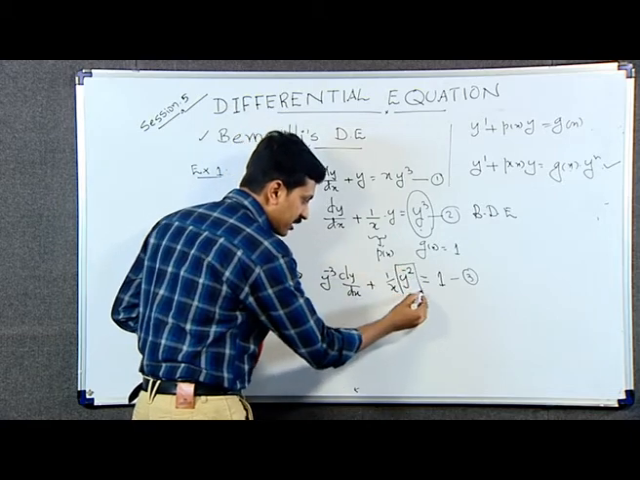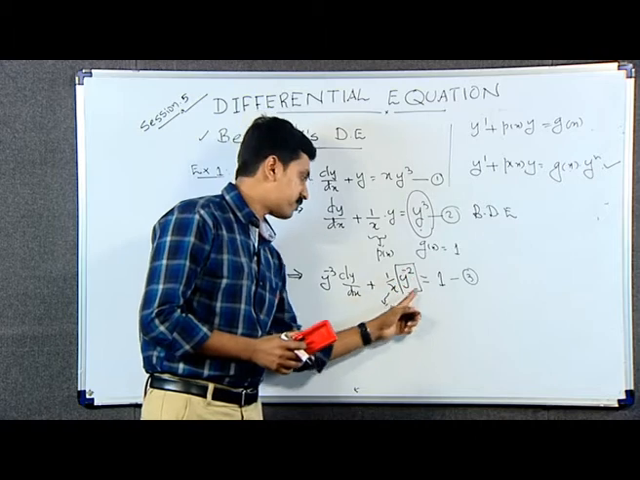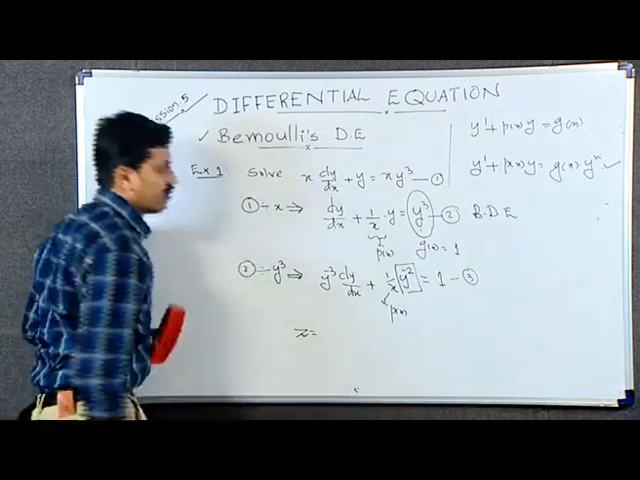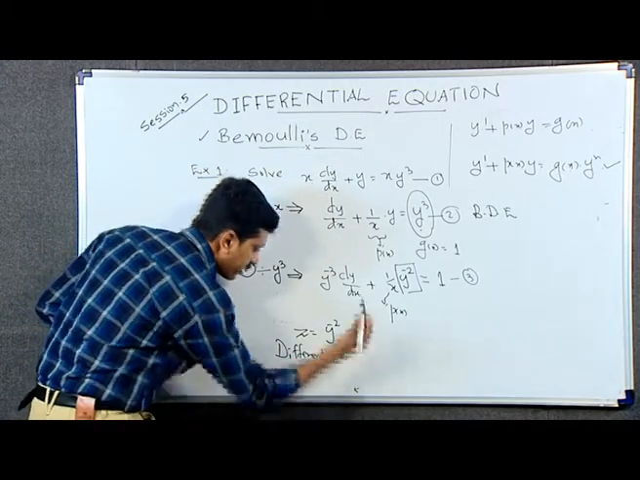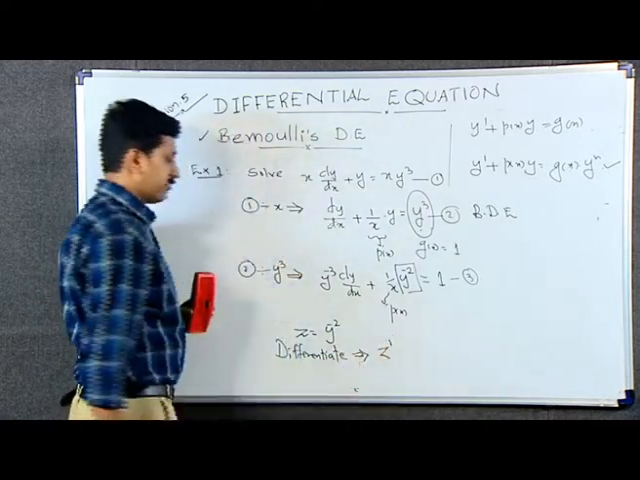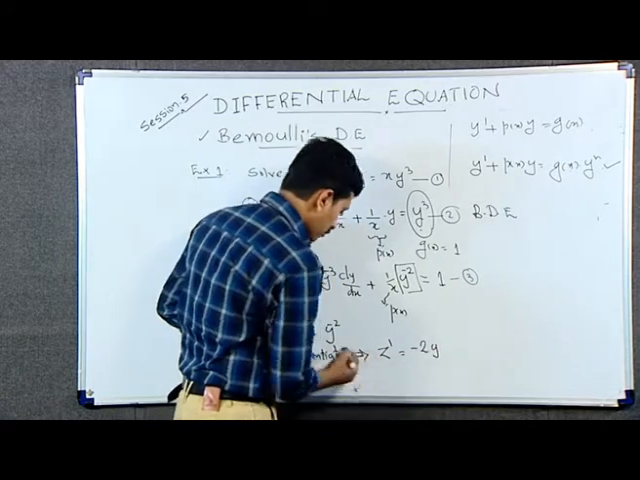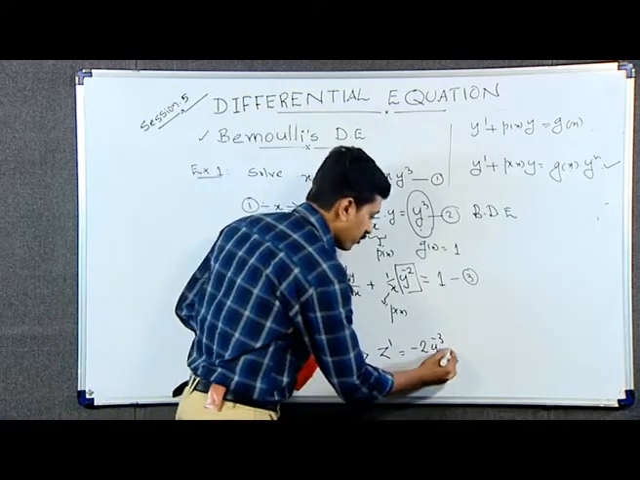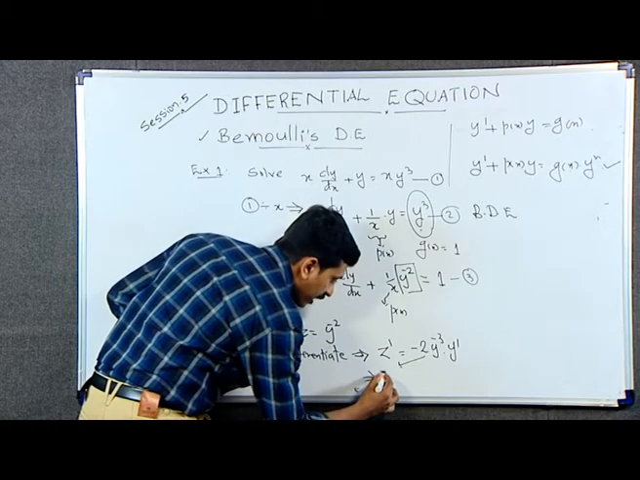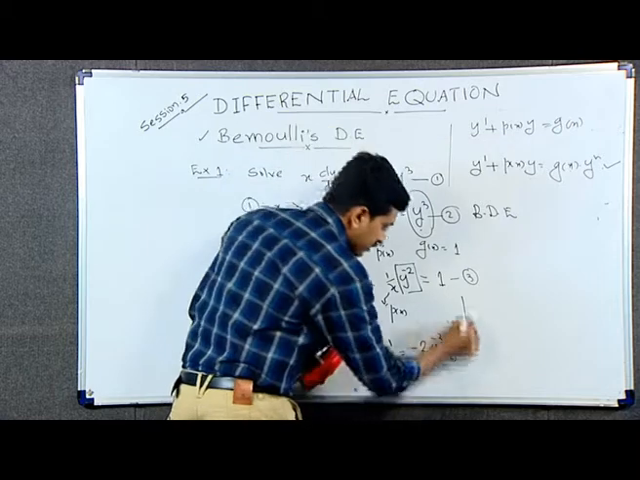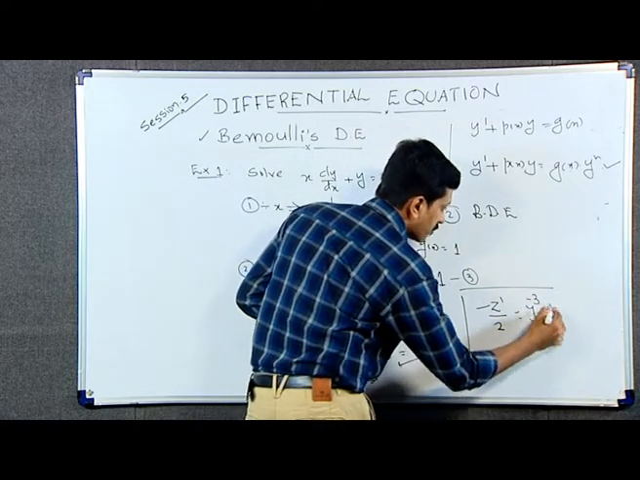Now we have to substitute for z. In our method, the term of y with p of x we substitute for z. That is why we substitute z is equal to y raised to minus 2. Differentiate both sides. This implies z dash, that is dz by dx, is equal to the derivative of y raised to minus 2, that is minus 2 y raised to minus 2 minus 1, that is minus 3, into the derivative of y, that is y dash. Now take this minus 2 to the other side, therefore minus z dash divided by 2 is equal to y raised to minus 3 into y dash.